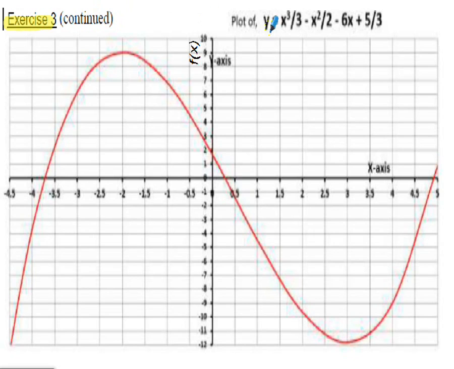Exercise 3 continued. There's a plot of the equation y is equal to x cubed divided by 3 minus x squared divided by 2 minus 6x plus 5 divided by 3, showing the 3 roots, 2 positive roots here and here, and 1 negative.